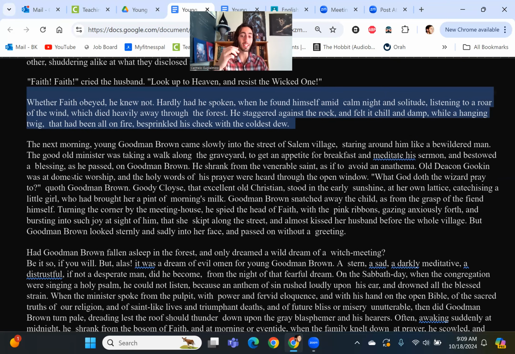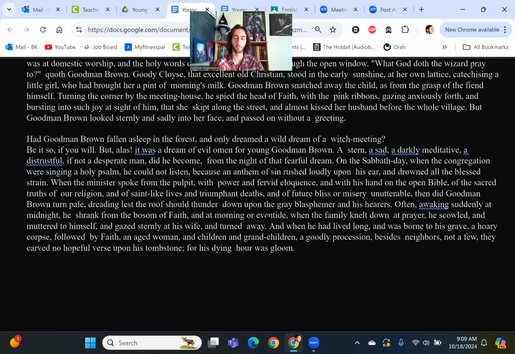And he sees Faith with the pink ribbons, gazing anxiously forth and bursting into such joy at the sight of him that she skipped along the streets and almost kissed her husband before the whole village. But Goodman Brown looked sternly and sadly into her face and passed on without a greeting. Why is he behaving this way? Because he thinks he saw them all engaging in this satanic, deeply immoral, deeply sinful sort of practice.